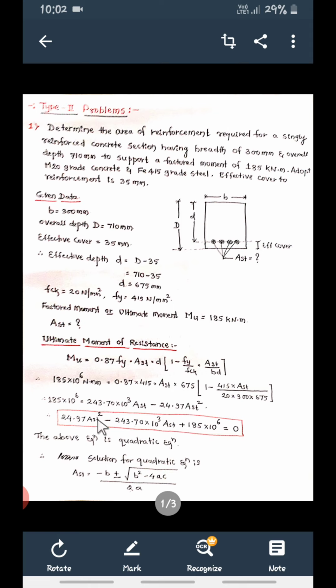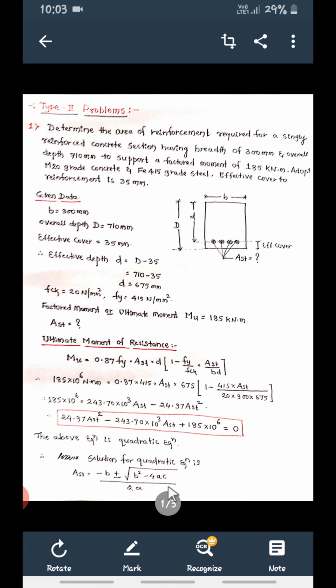Here, Ast square, Ast is here. So this will be a quadratic equation in terms of Ast. What is the solution of a quadratic equation? Suppose it is in the form of ax square plus bx plus c is equal to 0, then the solution will be minus b plus or minus square root of b square minus 4ac, whole divided by 2a.